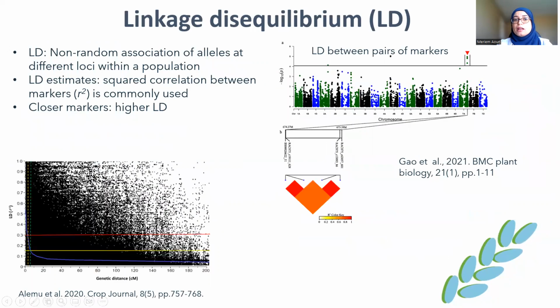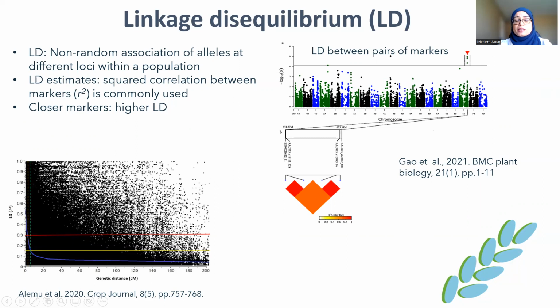The GWAS is based on linkage disequilibrium. It is defined as the non-random association of alleles at different loci within a population. So the most commonly used way to estimate the linkage disequilibrium between markers is based on R-squared, which is the squared correlation between markers, and that ranges between 0 to 1, with markers that are physically close to each other having higher linkage disequilibrium.